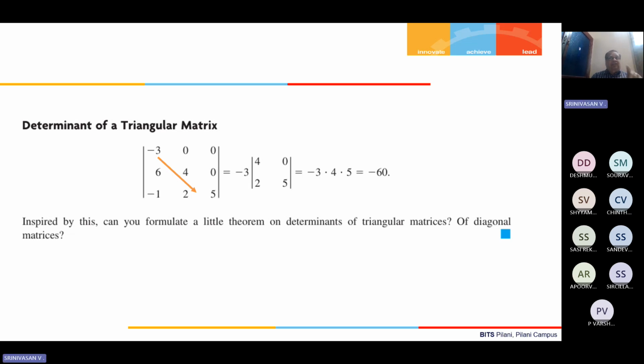What is it? By looking at minus 60, and there is a clue. Look at the arrow mark: minus 3 into 4 into 5. So the determinant of a triangular matrix is nothing but the product of its principal diagonal elements. Is it right? Whether it is a lower triangular matrix or an upper triangular matrix, it is going to be simply the product of the principal diagonal elements. Okay, right.